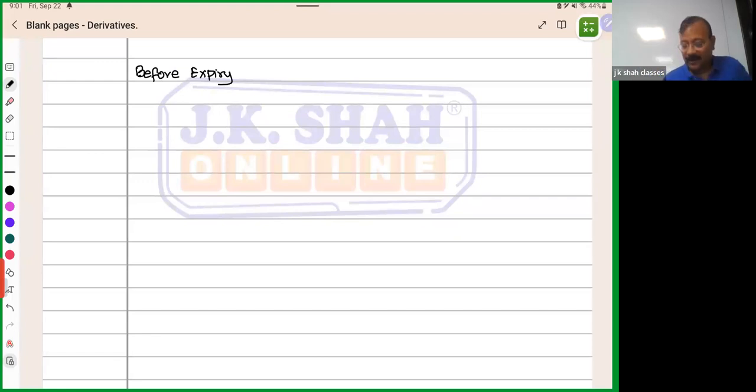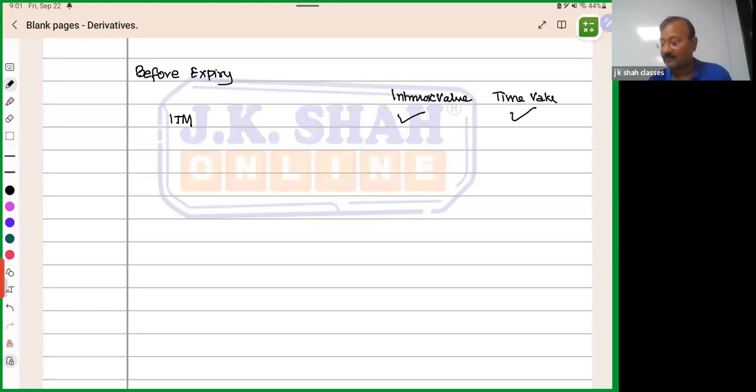Before expiry. If the option is in the money, will the form have weight? Right? Before expiry. Now there are two situations we'll talk about, before expiry and on expiry. Okay? If the option is at the money before expiry, will it have weight in the form? But will it have intrinsic value, time value? Before expiry, time value will always be there.